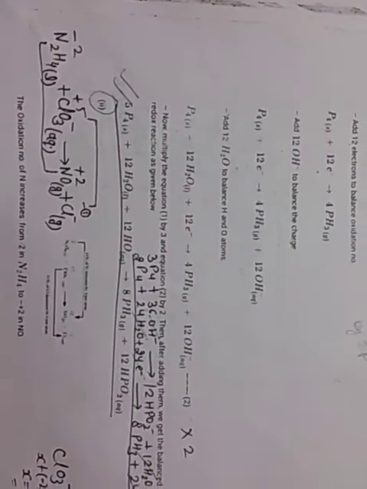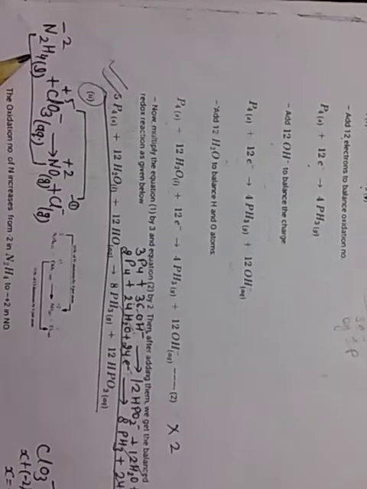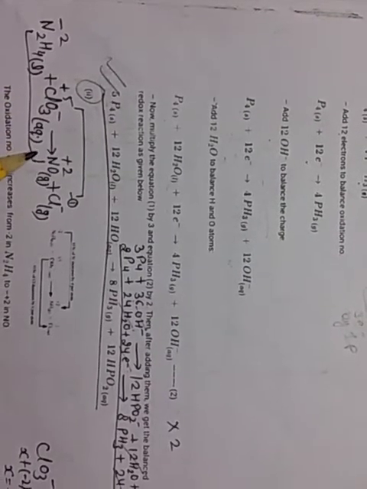So on the left-hand side remain 12 H2O and 12 OH minus, and on the right-hand side 8 PH3 plus 12 HPO2 minus. So this is the balanced equation. Then the next, second equation: N2H4 plus ClO3 minus converts into NO plus Cl minus.